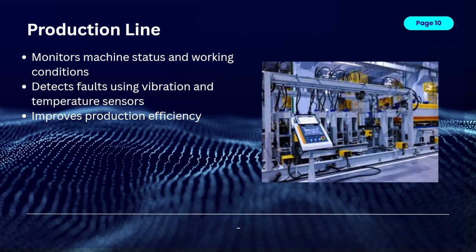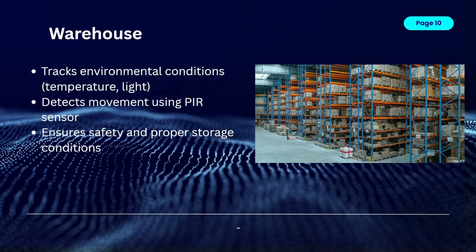Production line. In the production line, it monitors machine status and working conditions. It detects faults using vibration and temperature sensors, and it improves production efficiency. Warehouse. It tracks environmental conditions like temperature and light and detects movement using the PIR sensor, ensuring safety and proper storage conditions.